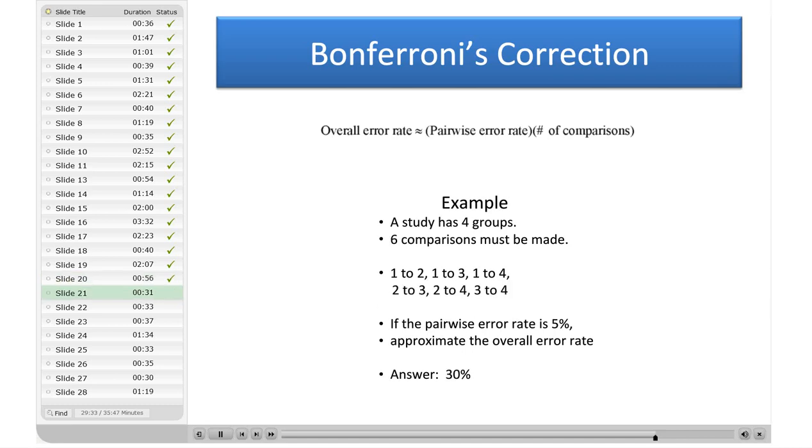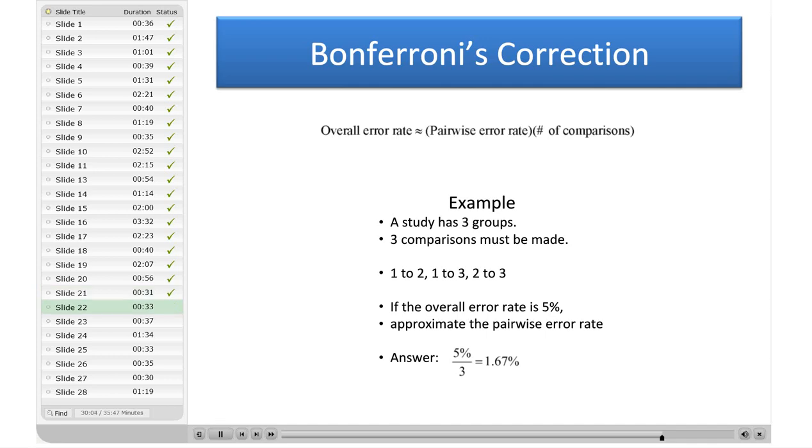Here's another example where our study has 4 groups. You might expect that with 4 groups you have 4 comparisons to make, but actually we have 6 comparisons to make. We have to compare 1 to 2, 1 to 3, 1 to 4. Then we have to compare 2 to 3 and 2 to 4. And finally we have to compare 3 to 4. That means if you have 4 groups and the pairwise error rate is 5%, your overall error rate would be 5 times 6, which is 30%.